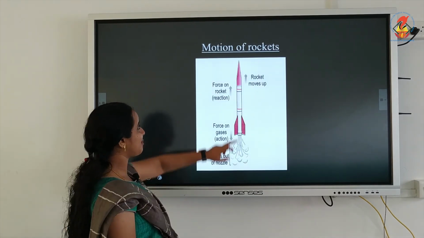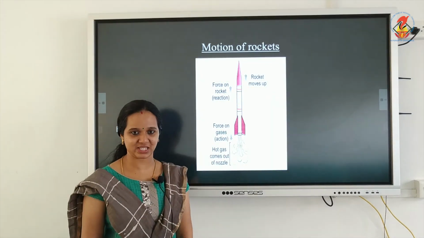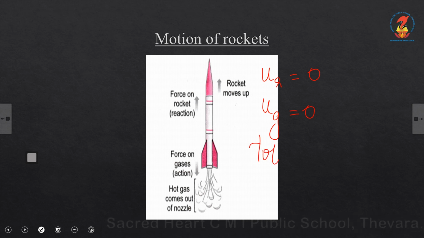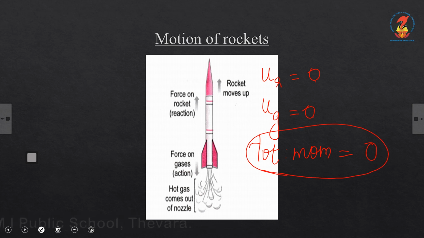Now the third example is motion of rockets. Initially the rocket was at rest. The gases inside the rocket were at rest. So their total momentum before the rocket moves is 0. Since their initial velocities are 0, the total momentum of that system is also 0 before the rocket moves.